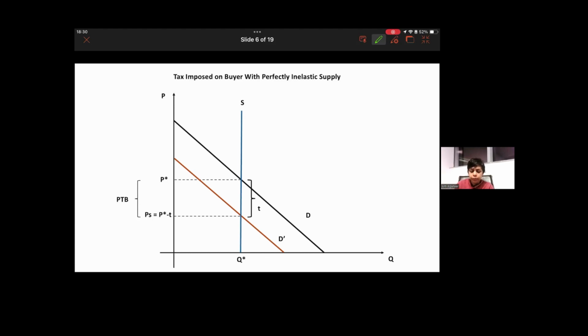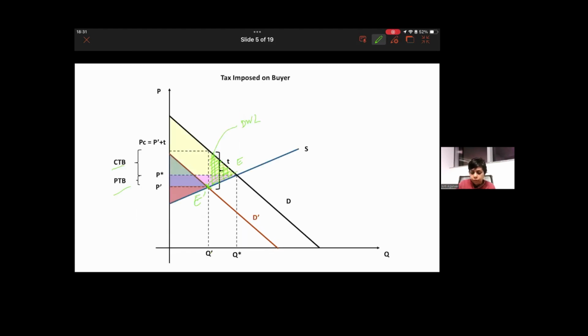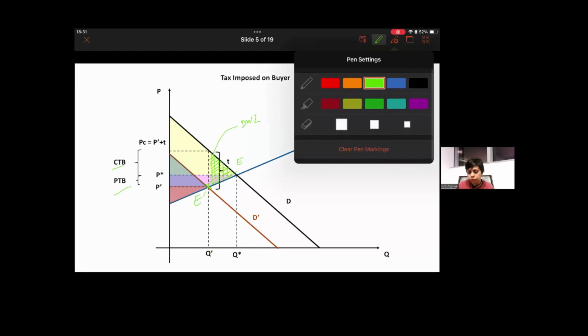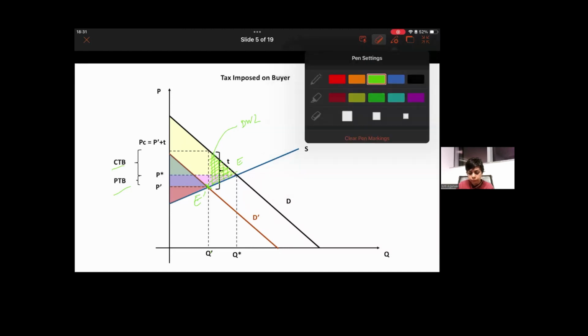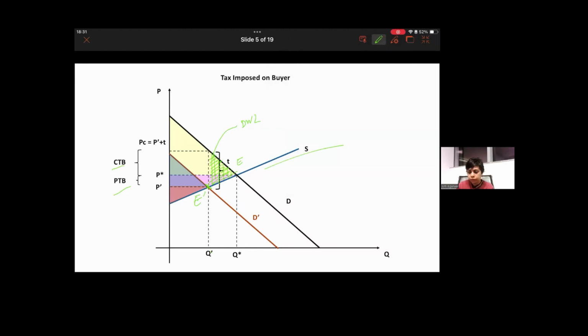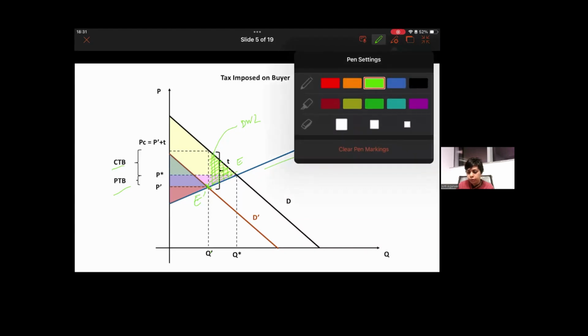Now in this case, the supply curve itself is a vertical line, right? So the whole differential in the price itself is going to be T. Now see, in the previous case, the differential in the price, P and P star, were not varying by T. There was some other value by which they were varying. But in this case, it is actually varying by T.